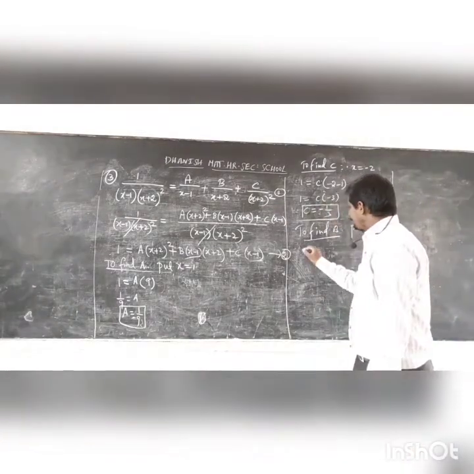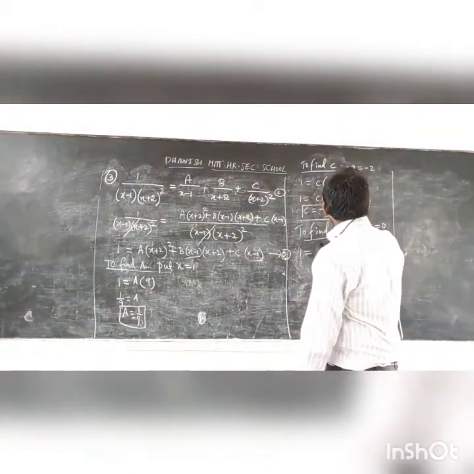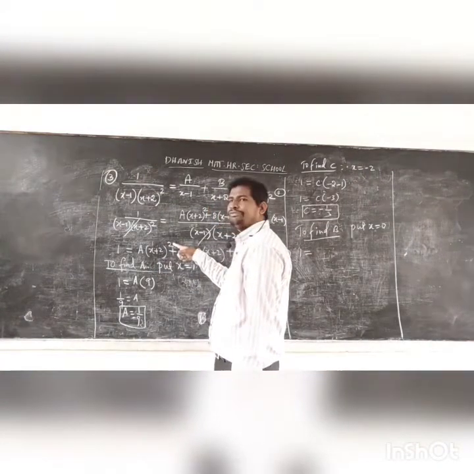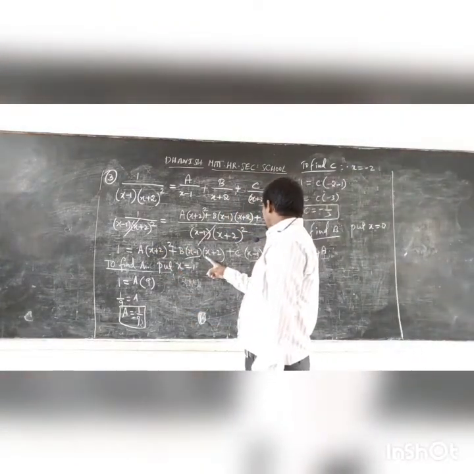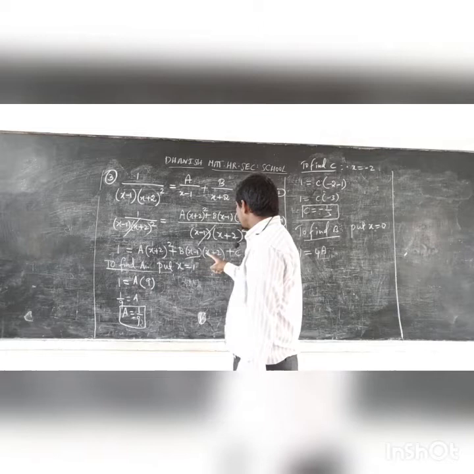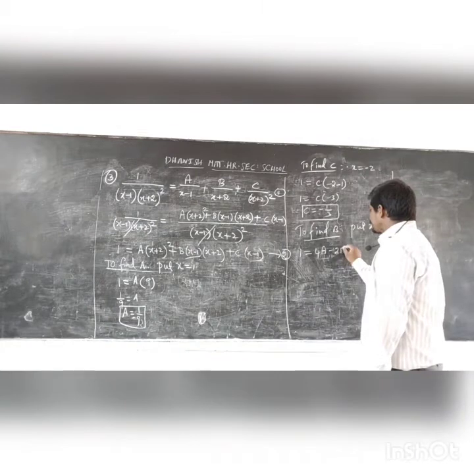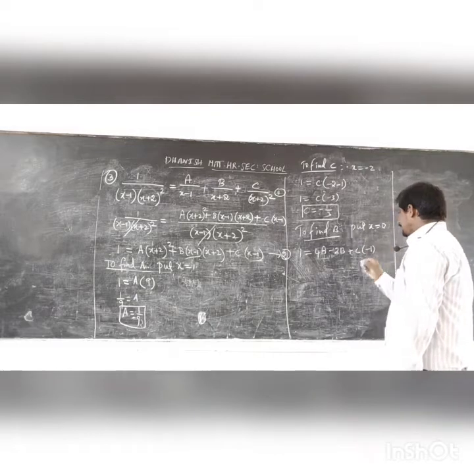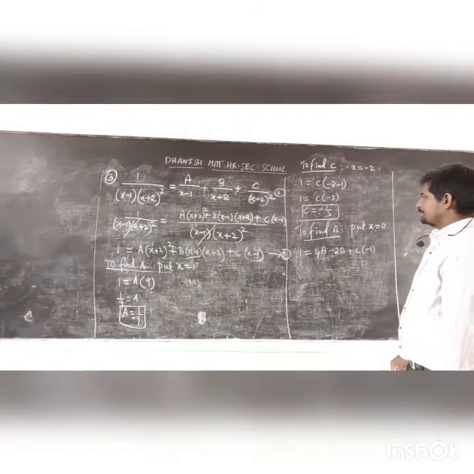The next step would be 1 equal to, if I put x as 0, what will happen? 0 plus 2 whole square, so 4a. Then, if I put x as 0, what will become? 0 minus 1, 0 plus 2, 2. Minus 1 into 2, minus 2. So, minus 2b plus c into minus 1. If I put 0 in this, it will become minus 1.